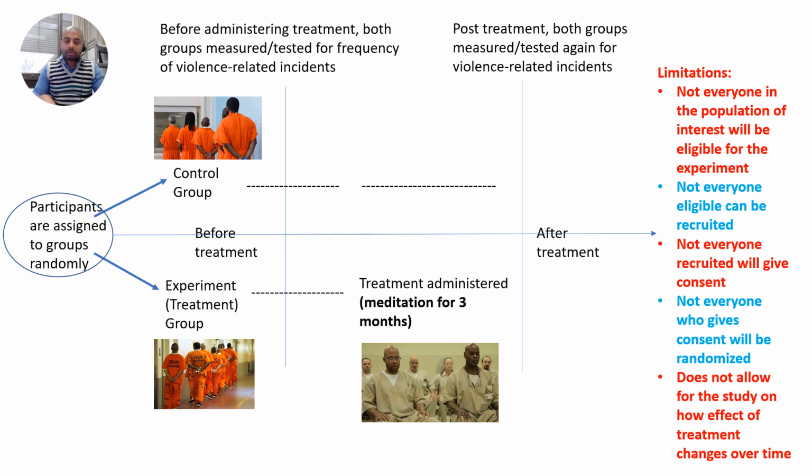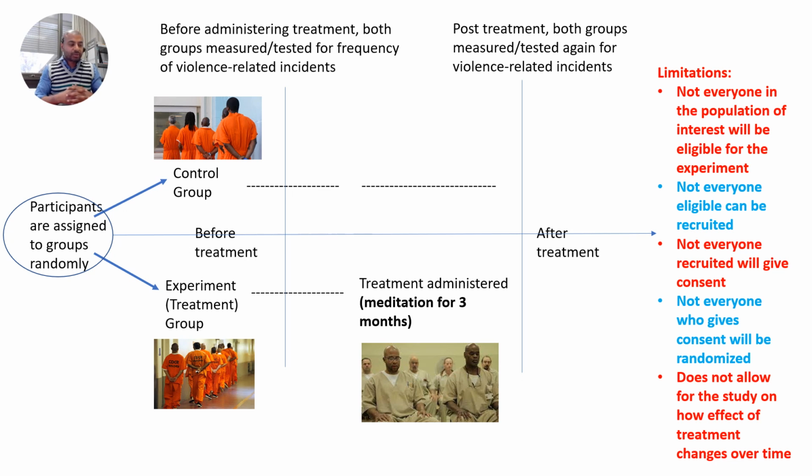And all the people who give consent may not be able to be randomized. So people who have all given their consent, you never know, may be undergoing some kind of treatment, which may create a confounding variable with your meditation. So they might have undergone meditation, they might be undergoing meditation, they might be undergoing some other kind of therapy. So it will become very difficult for you to study that it was only because of your treatment of meditation that the violence related incidents went down.